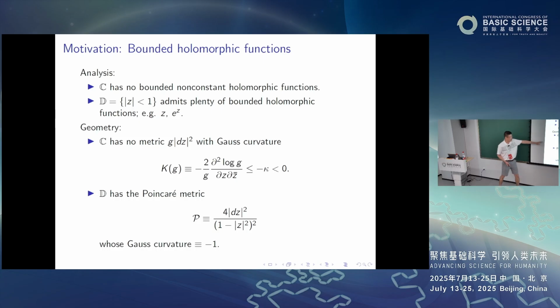And also C can admit a metric with positive curvature. You can just restrict the Fubini-Study metric to C. So the key is that C cannot have a metric which is negative and bounded away from zero. So this is the geometric fact corresponding to the analytic ones.